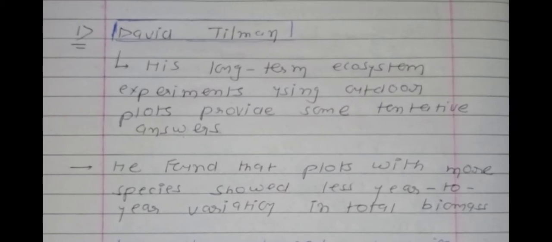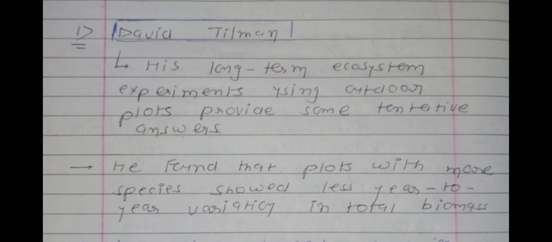Again we will revise this. The name of the scientist is David Tilman. His long-term ecosystem experiments using what? Outdoor plots. Underline outdoor plots, one type of ecosystem, provide some tentative answers. So from his experiment we are able to give only tentative answers, not a perfect or 100% sure answer.